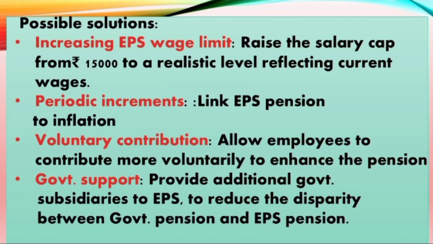Now, what are the possible solutions for this? Increasing the EPS wage limit: raise the salary cap from rupees 15,000 to a realistic level, maybe the total of basic and DA, reflecting current wages. Periodic increments: link EPS pension to inflation. Voluntary contribution: allow employees to contribute more voluntarily to enhance the pension. And government support: provide additional government subsidies to EPS to reduce the disparity between government pension and EPS pension.